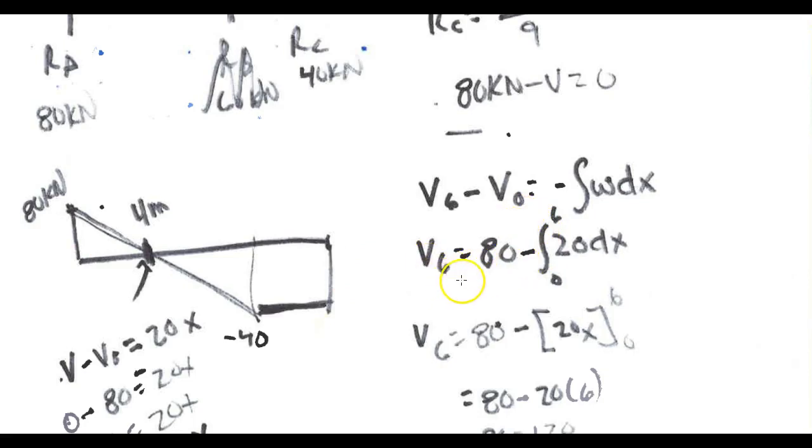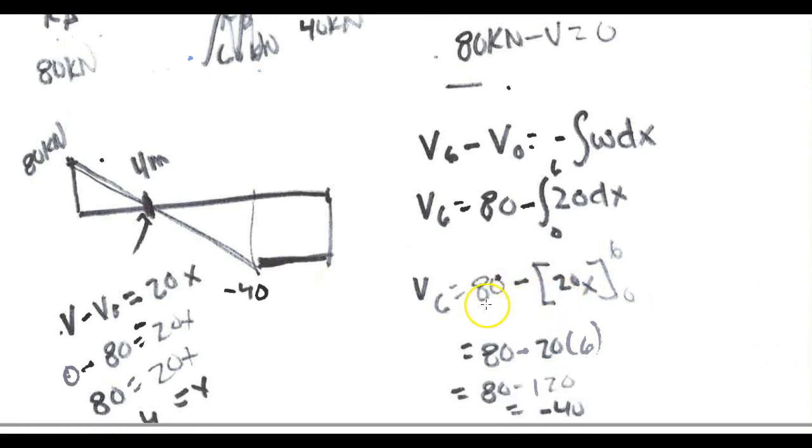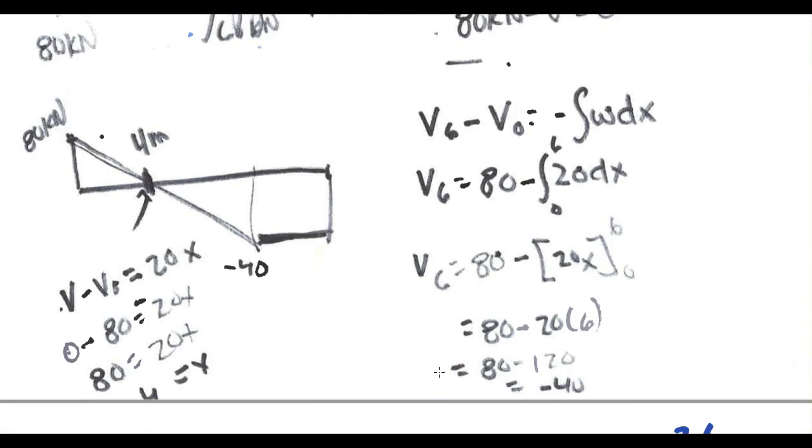So that's my V sub 0 value. V sub 6, or the shear at 6 meters, is going to be 80 minus the integral from 0 to 6 of 20 dx, which integrates to just 20x. So we come up with 80 minus 20 times x. Well, where I plug in 0, that would just be 0, so that's 80. That gives me the value here. But the value here is 80 minus 20 times 6, which is 80 minus 120, or negative 40.